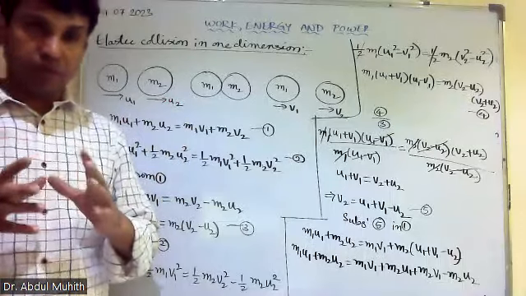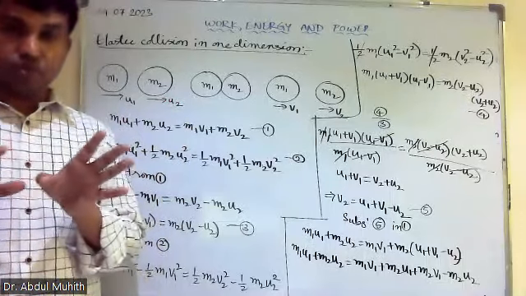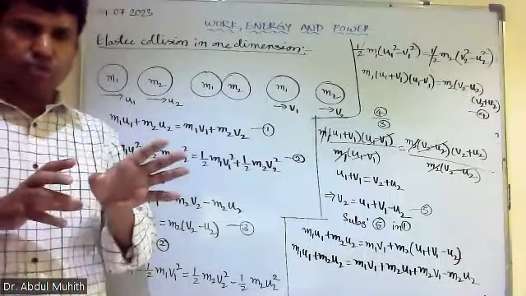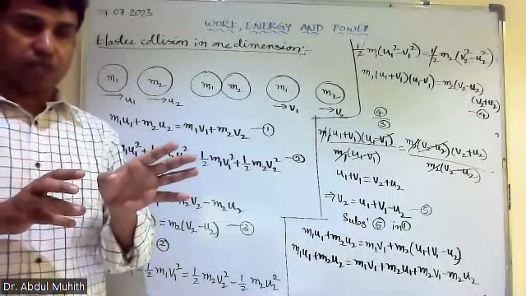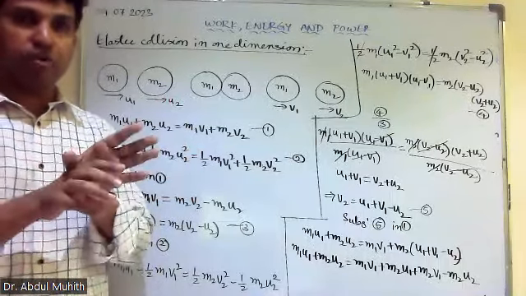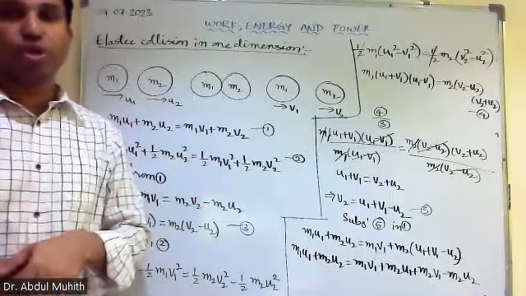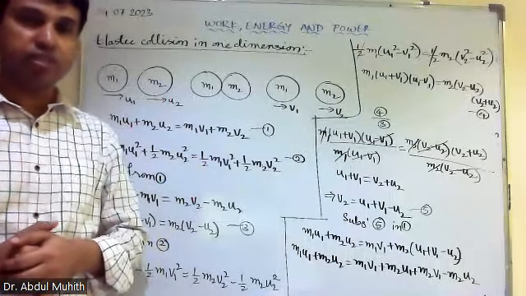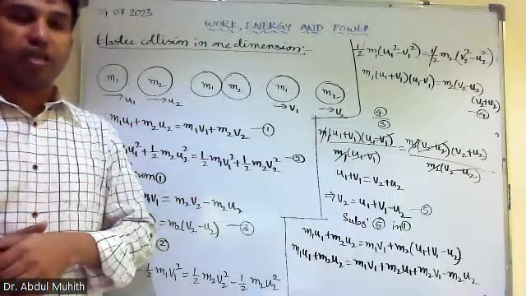And in a perfectly inelastic collision, what is the example? Two bodies, after collision, stick together and move together with the same common velocity. Then that is known as perfectly inelastic collision.